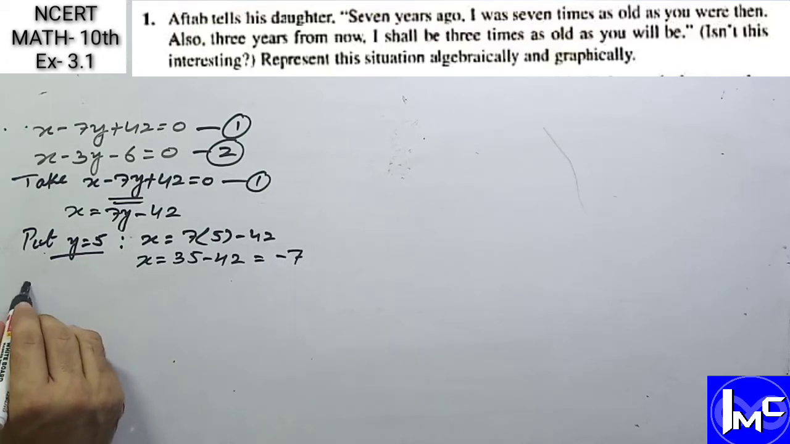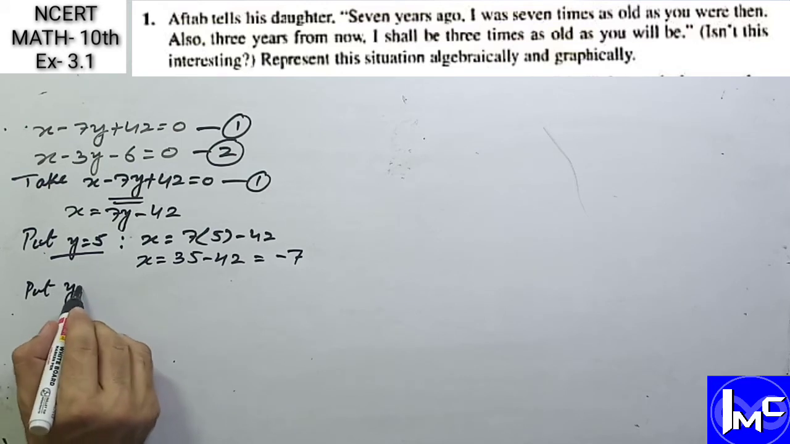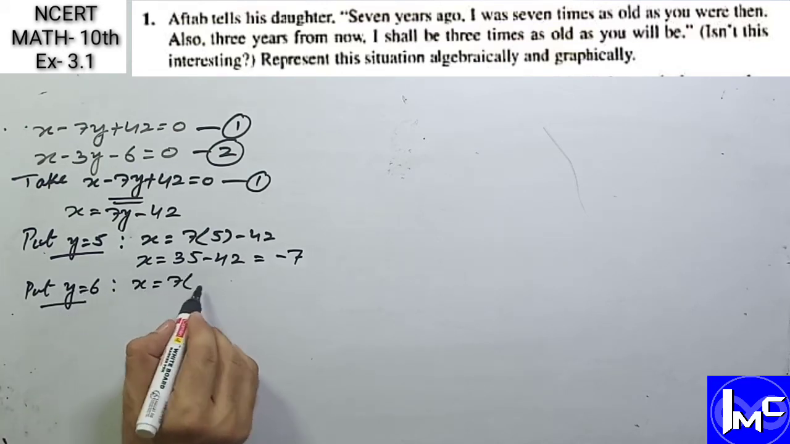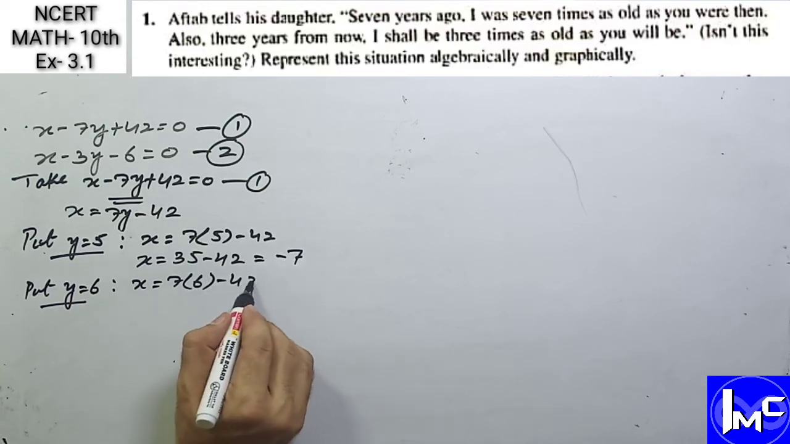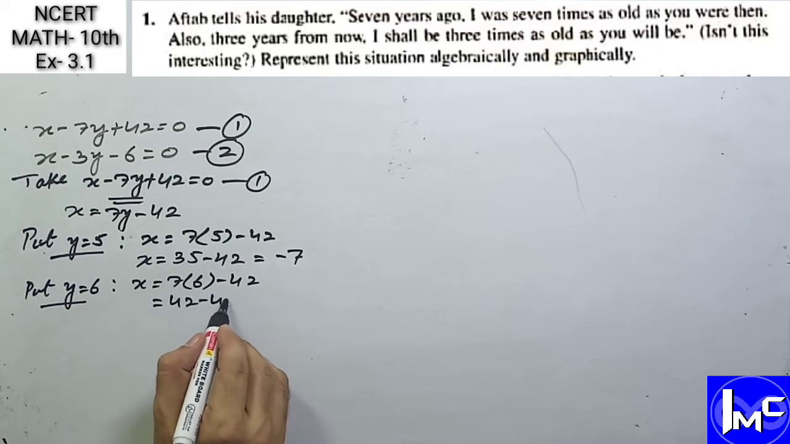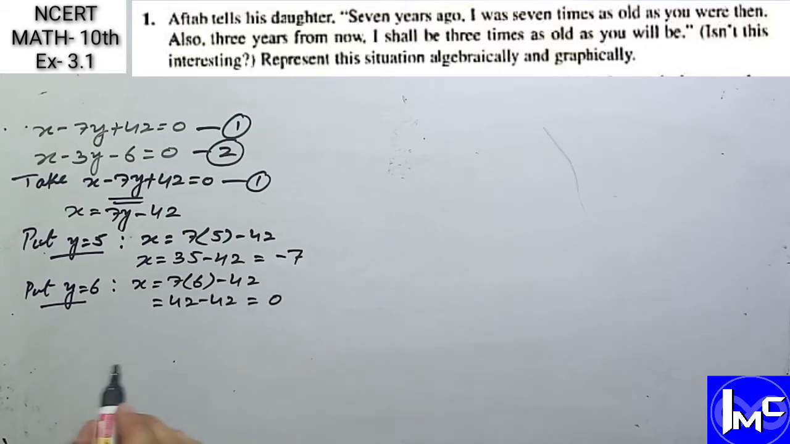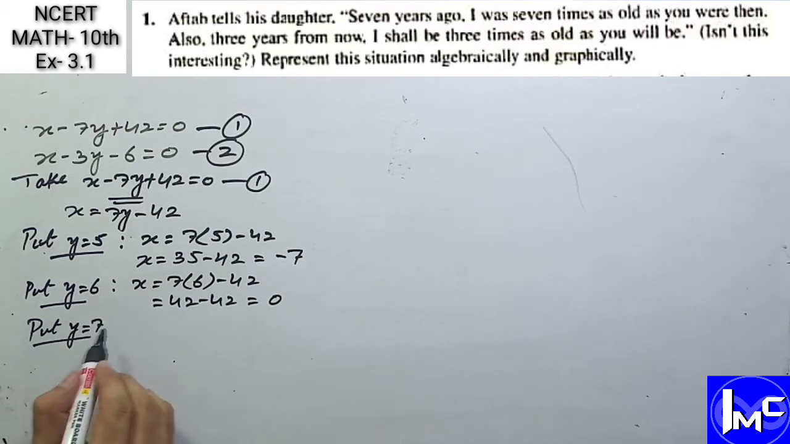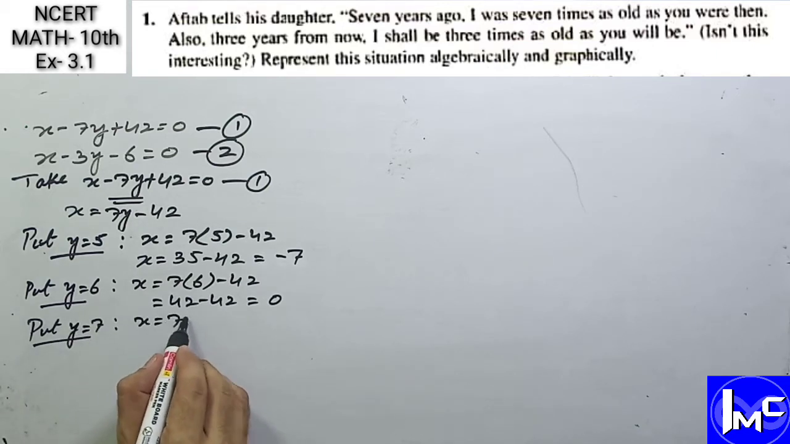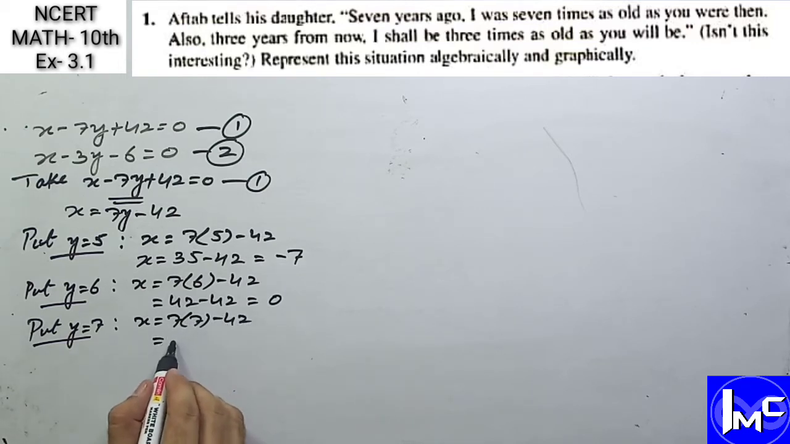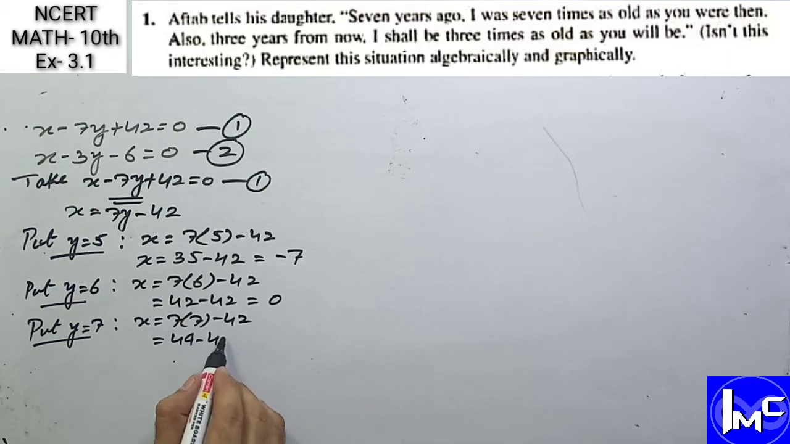Again put y is equal to 6. It will be x is equal to 7 into 6 minus 42. 6 7s are 42 minus 42. It will be 0. And last is y is equal to 7. X is equal to 7 into 7 minus 42. It will be 7 7s are 49 minus 42. It will be 7.